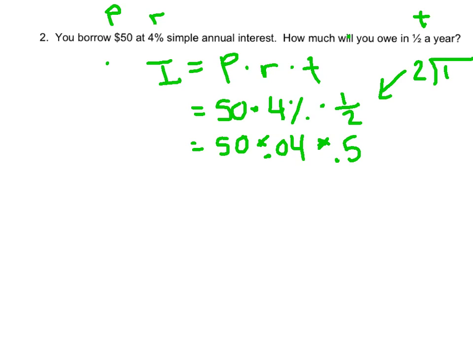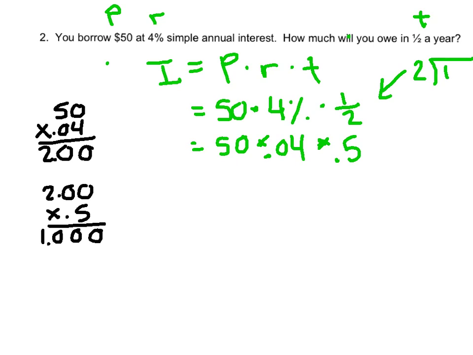So now I need you to pause the video and figure out this answer. Go ahead and multiply these 3 numbers. Pause it. Once you're ready to compare, play the video. Okay, and if you look to the left, what I did was I split this up again into 2 multiplication problems. I just multiplied from left to right. So 50 times 0.04 gets me 2. And then I multiplied that by half a year, which is 0.5, and I got 1.000. So the extra amount of money you have to pay back is $1.